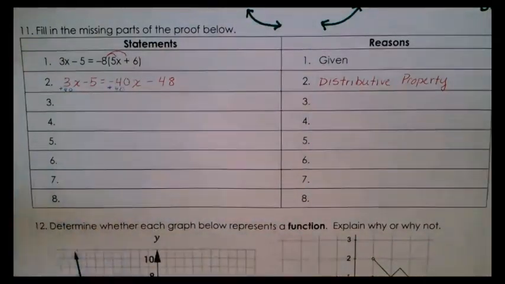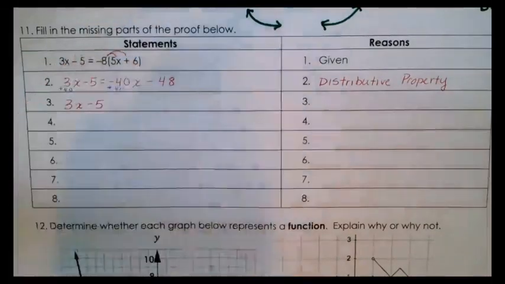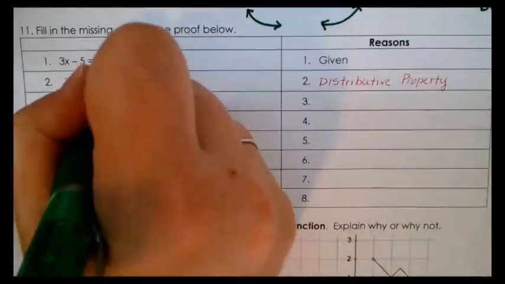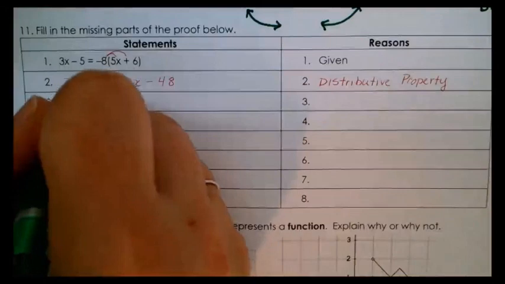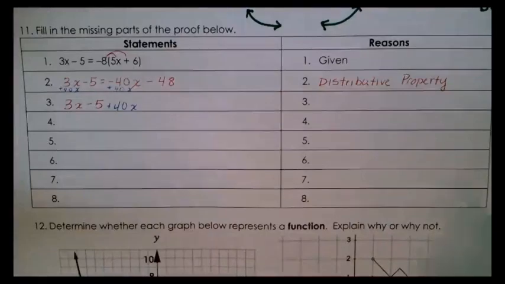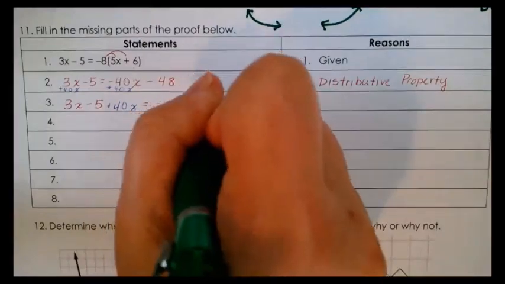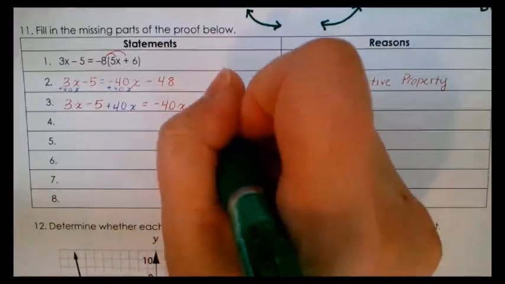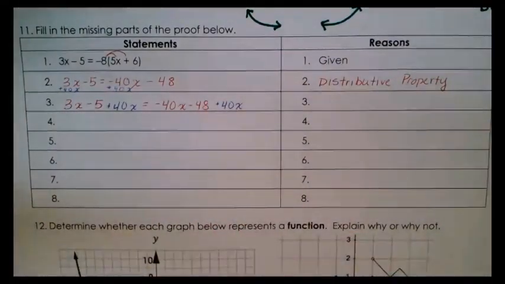Now we have to write that as an actual step. We can't just put it right here in little numbers. So for step 3, we're going to write down 3x minus 5, which is what we had before, and then we're adding 40x to the left and to the right. So these should say little x's as well. So we're going to be adding 40x to the left equals negative 40x minus 48. And again, we're going to be adding 40x to this side. The goal of doing that is that these 40x's are going to cancel on the right.